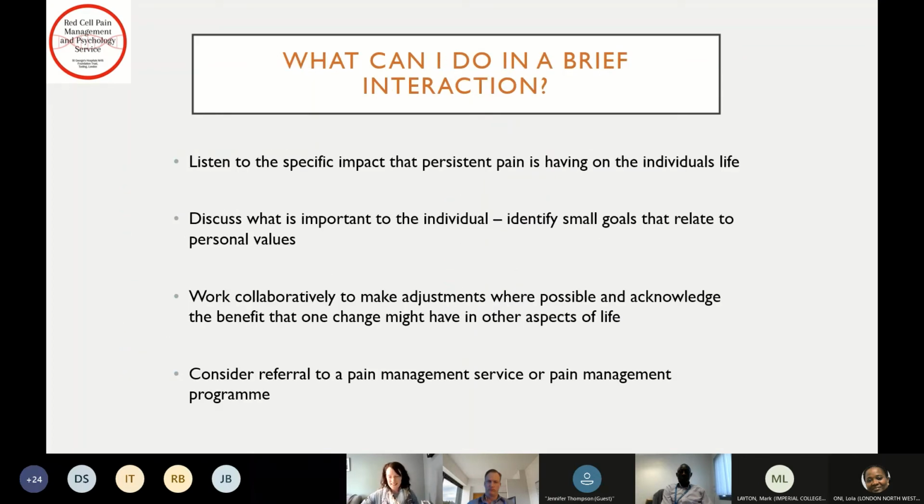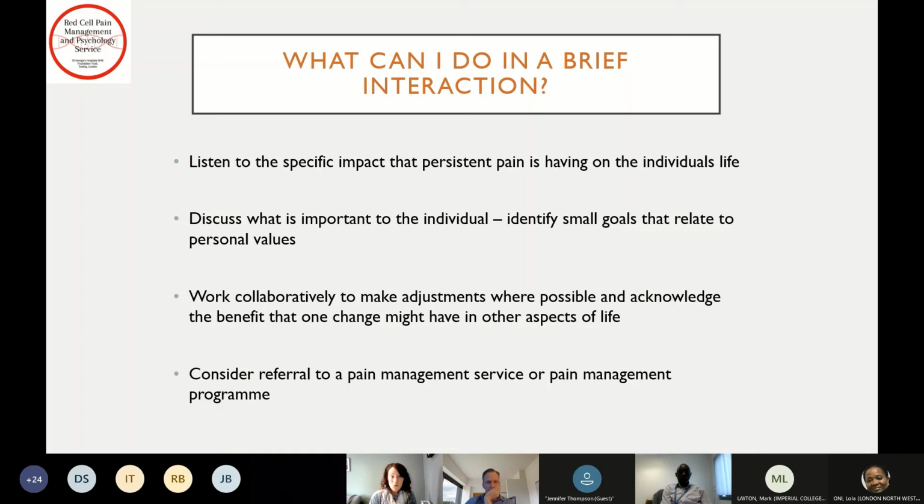So I was thinking a little about who might be attending today and some of the thoughts of how this information about pain management programmes might be useful in other more brief clinical interactions. And I guess some of the things that stood out were that if we listen to the specific impact that persistent pain is having on an individual's life, that can not only be supportive and empowering and demonstrate our interest in the individual and help to foster a good therapeutic relationship, but it can also help the individual in starting to see maybe areas that they could change or would like more support in changing. So that's something that we can do.